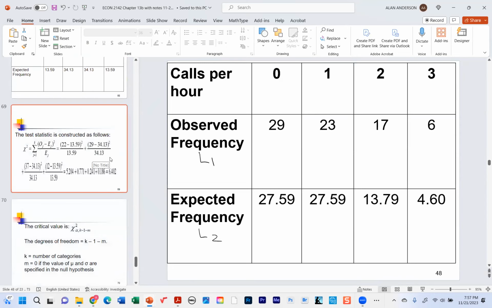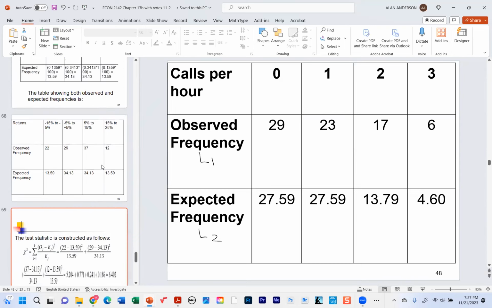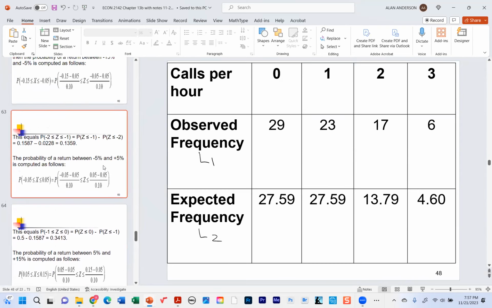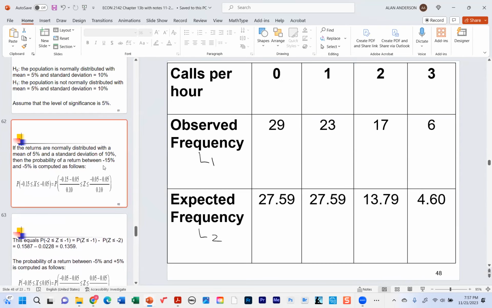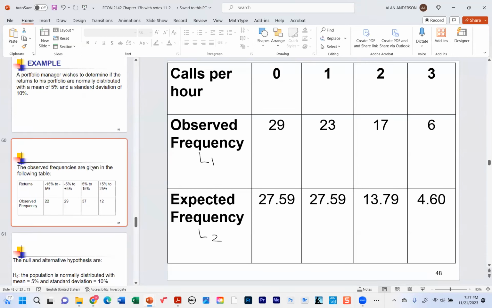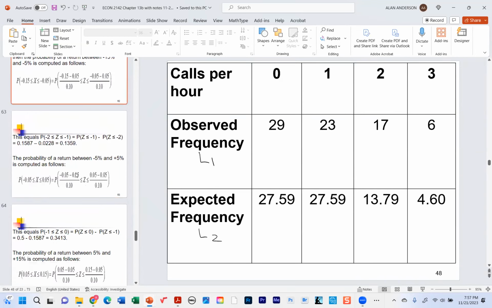Now, I do want to mention here that the third part of this chapter may seem complicated when we get to it, but in fact, the calculator will do almost all the work for us. So don't despair. It's not all going to be like this. Okay. All right. So now let's see.